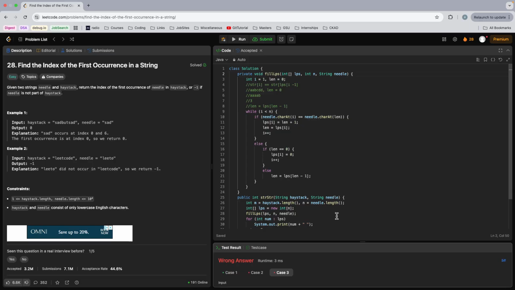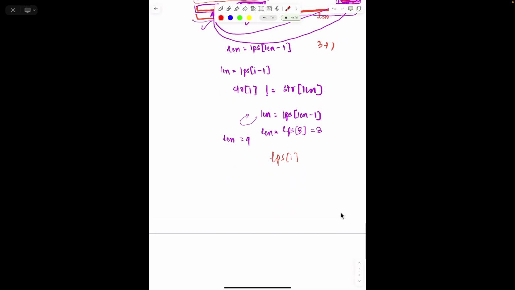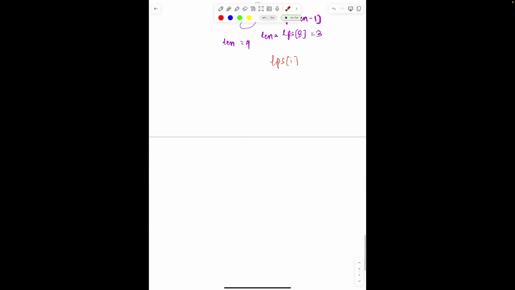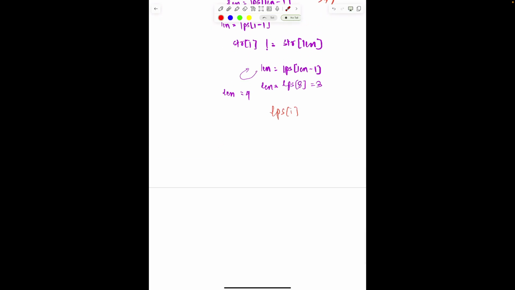Now let's go back to how KMP is gonna use this LPS array to get an answer. Okay, so now we have an LPS array. Now go back to our example that we used. So suppose it's B, B, B, B, C, B. Okay, this was our text, and our pattern was B, B, B, B, A, B, B. Okay, this was the pattern.